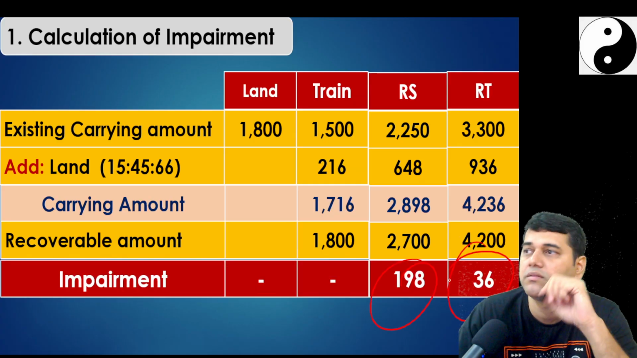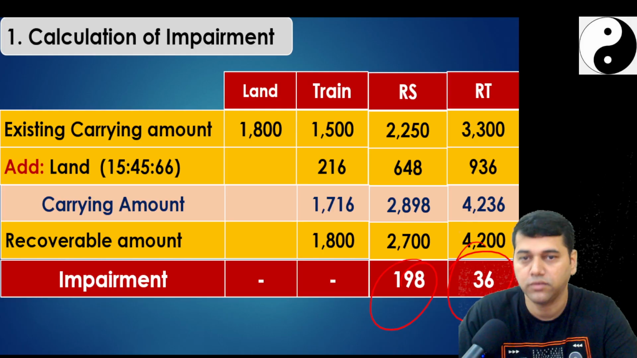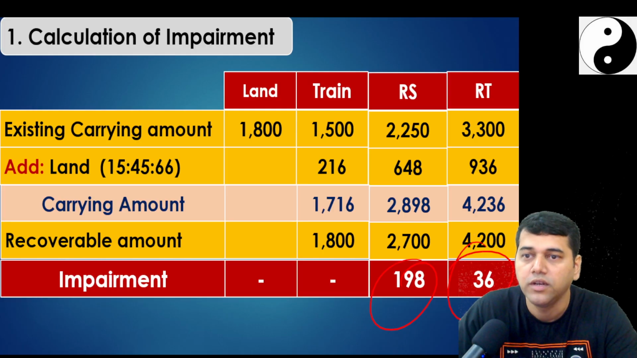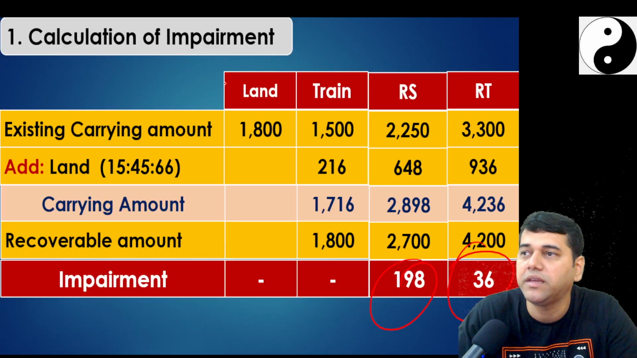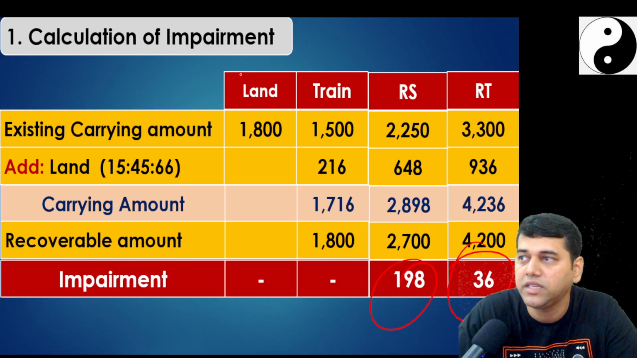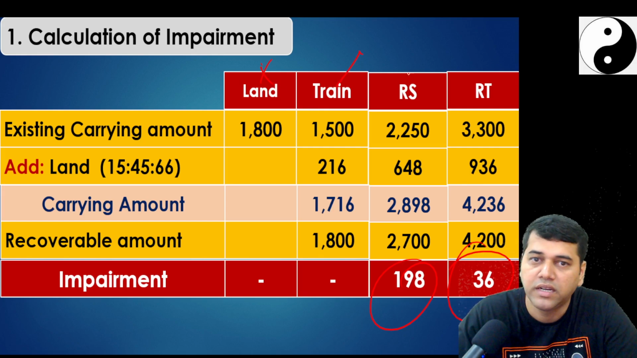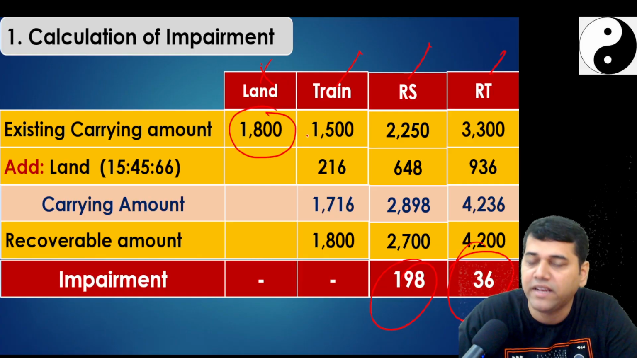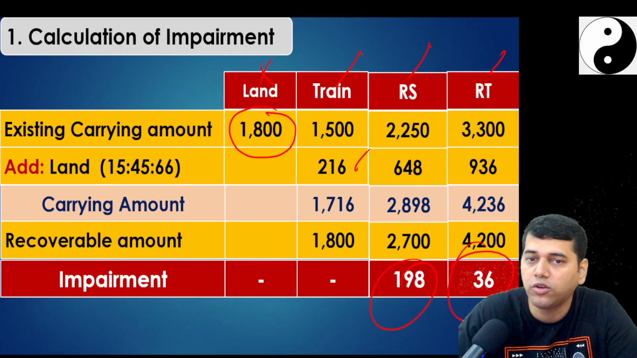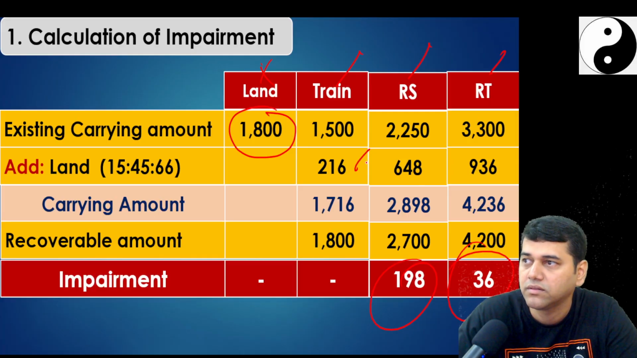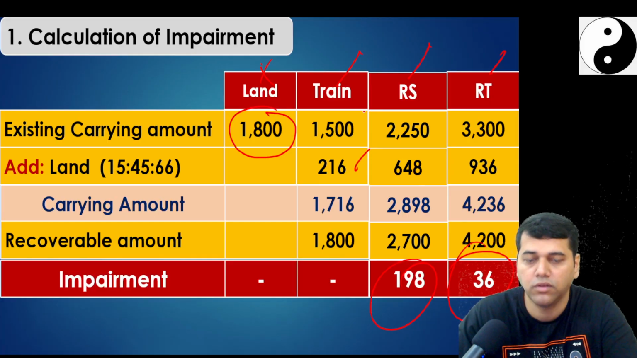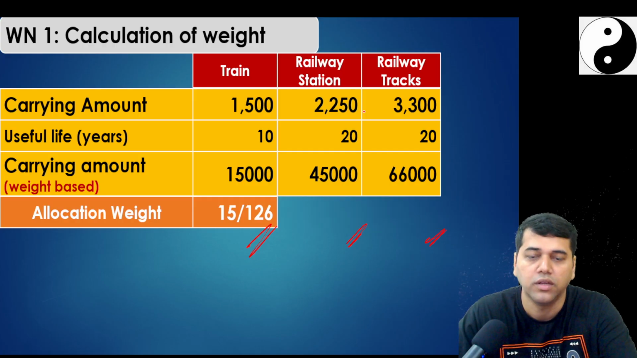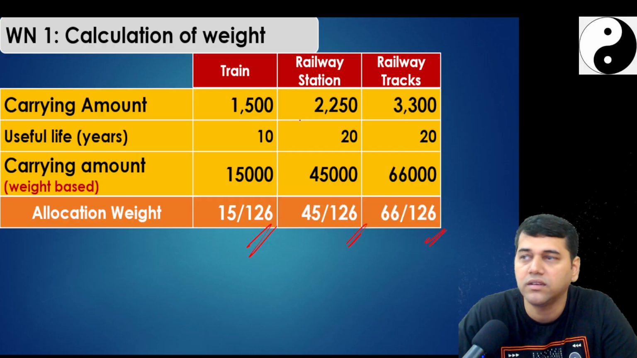Did you get this number? Yes, then we will see what went wrong. Did you get the existing? How many CGUs were there? 3. Four CGUs? No, 3 CGUs. Land is not a CGU. Land is a common asset. The CGUs are Train, RS and RT. Now, did you allocate this land 1800 and it got 206? Okay, then we will go back. What went wrong? What is the carrying amount of the train? This is correct.